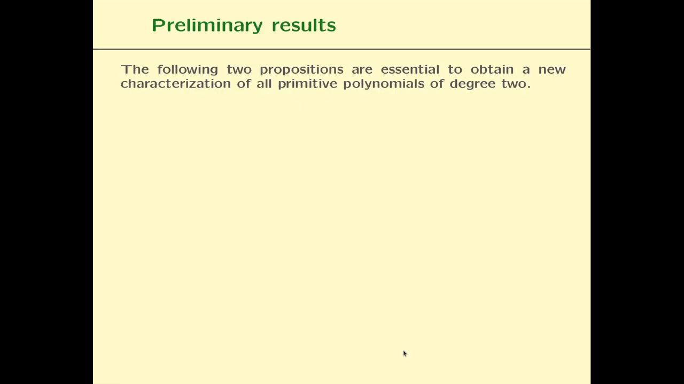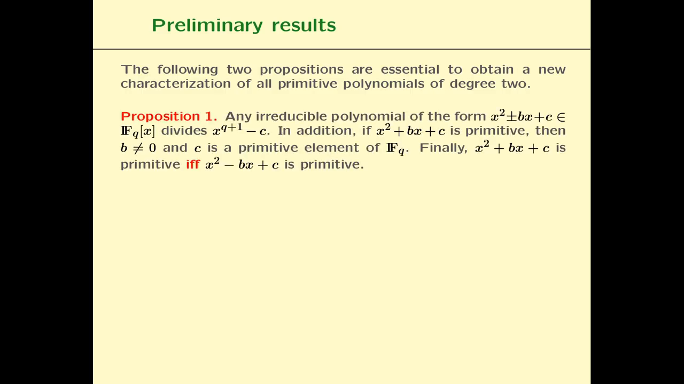Now we are going to present three preliminary results. The following two propositions are essential to obtain a new characterization of all primitive polynomials of degree 2. Proposition 1. Any irreducible polynomial of the form x^2 ± bx + c over the finite field F_q divides the polynomial x^(q+1) - c.